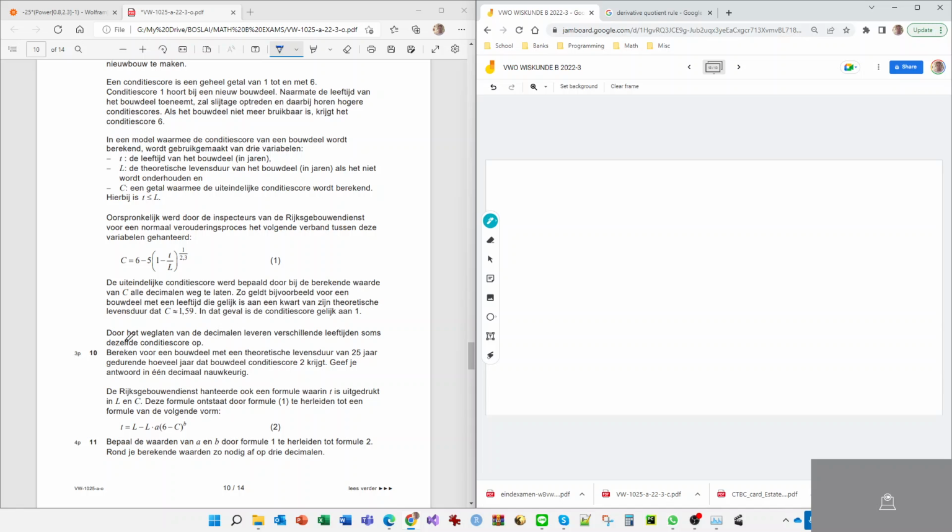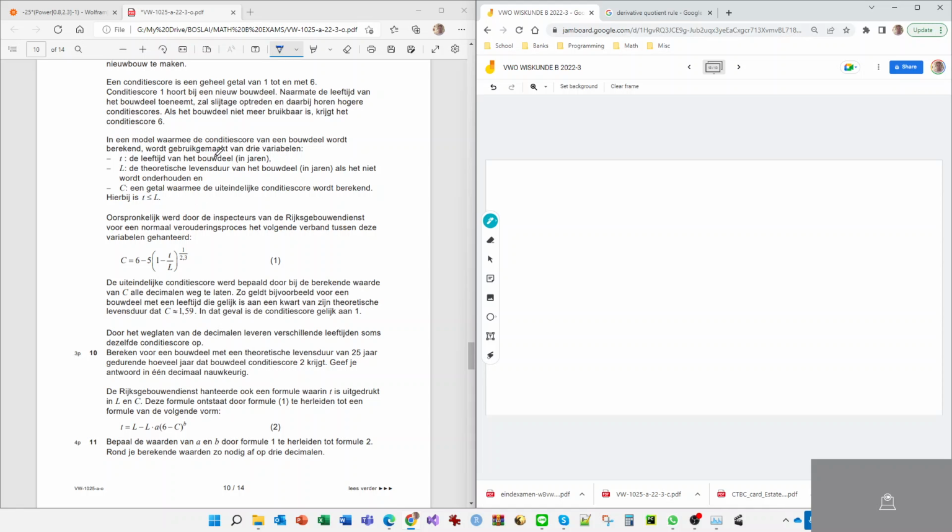Then the question: for a certain building with a theoretical lifetime of 25 years, so that will be capital L, how many years will it take to get a condition score of 2, and provide your answer in 1 decimal.